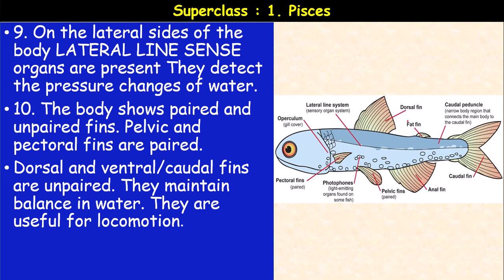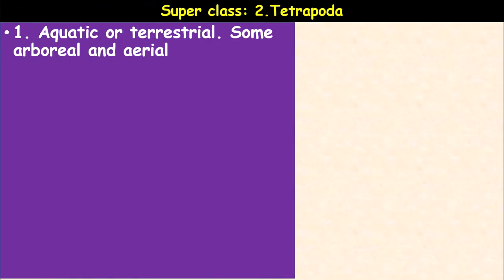This dorsal fin, caudal fin, and anal fin are unpaired and help in changing directions, movement, and also help in the balance. Next, superclass tetrapoda. Now we have completed the first superclass of gnathostomes. What are they? Pisces.